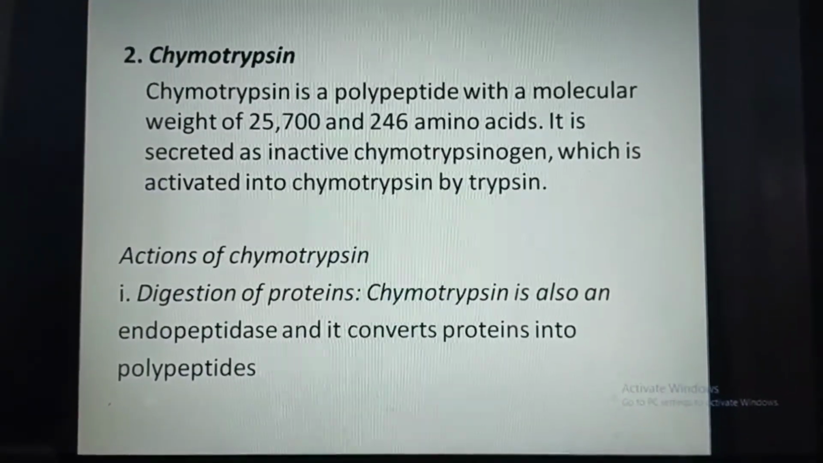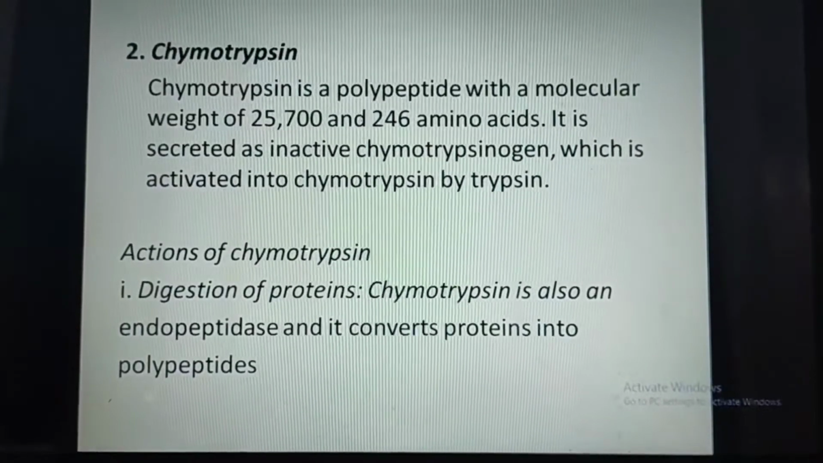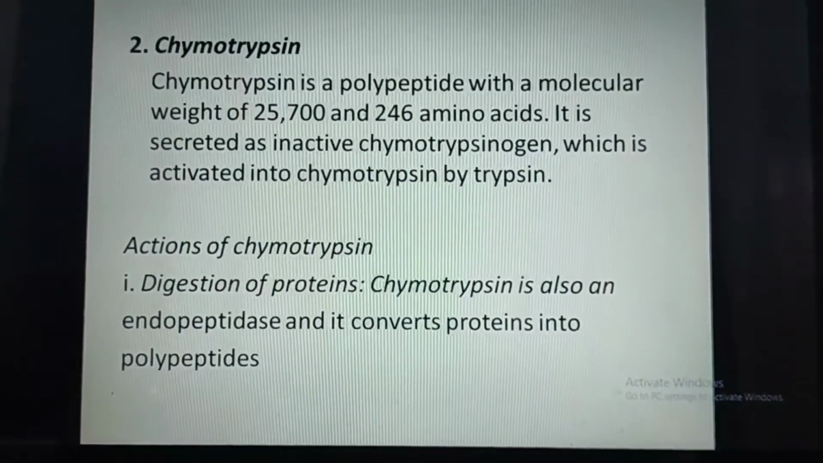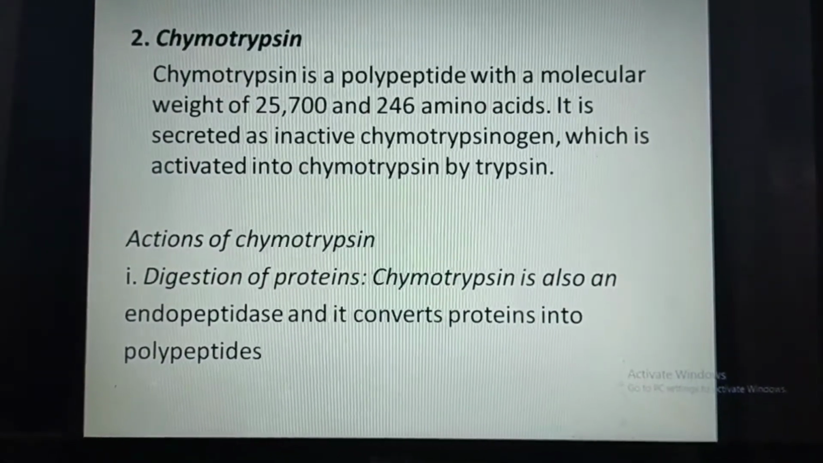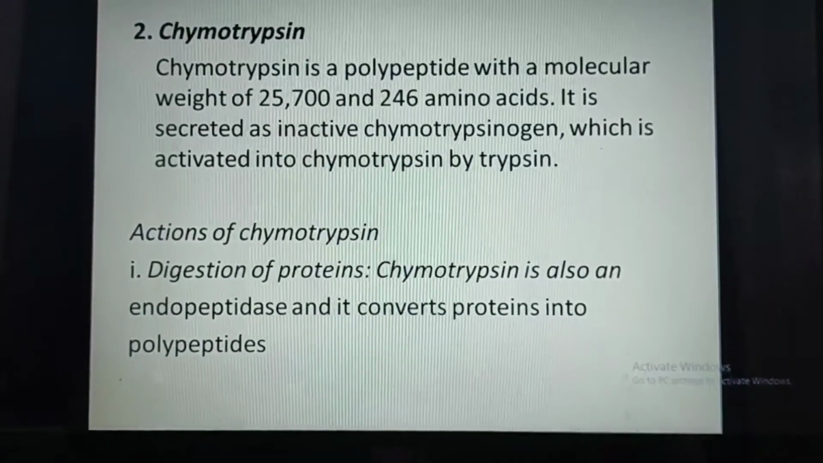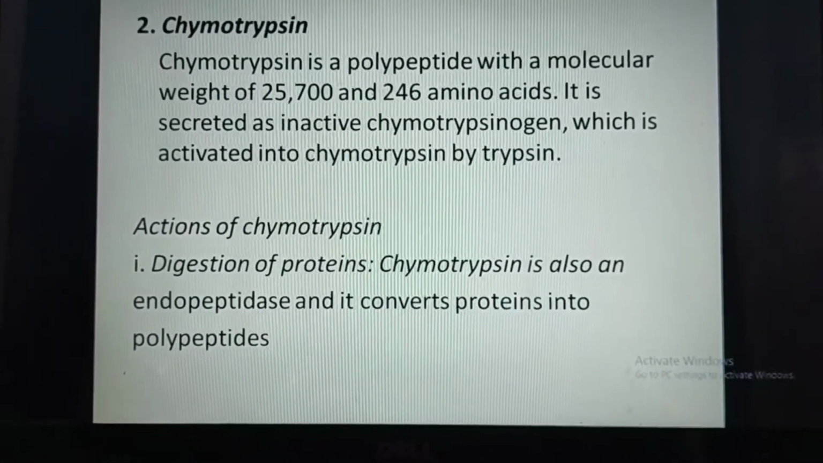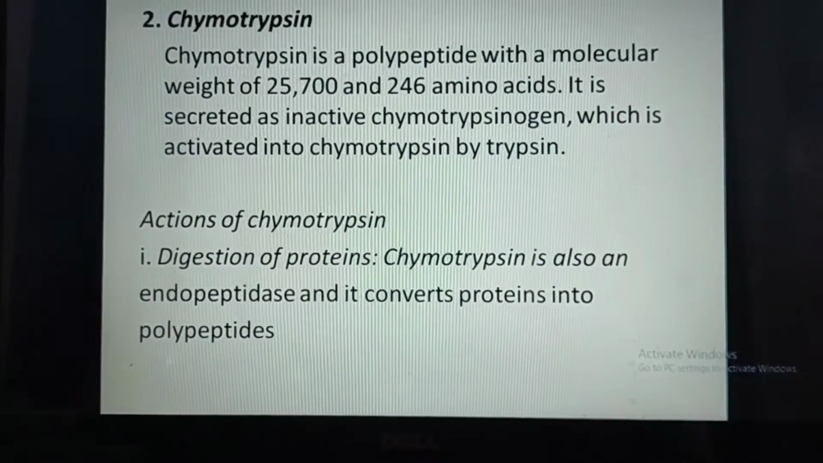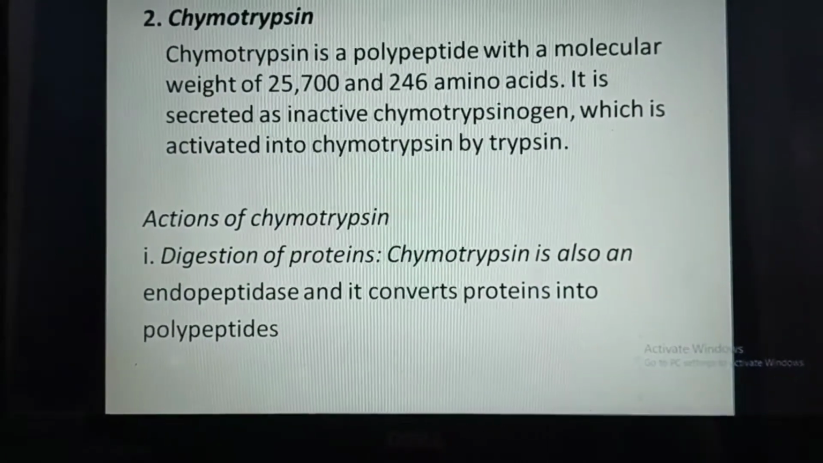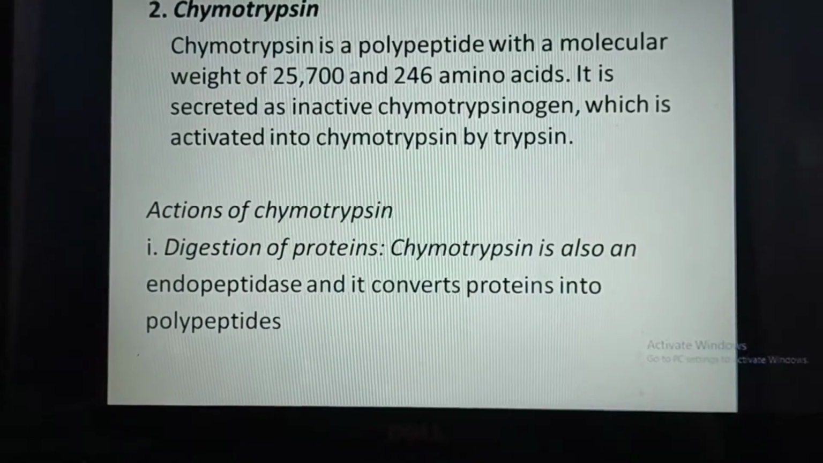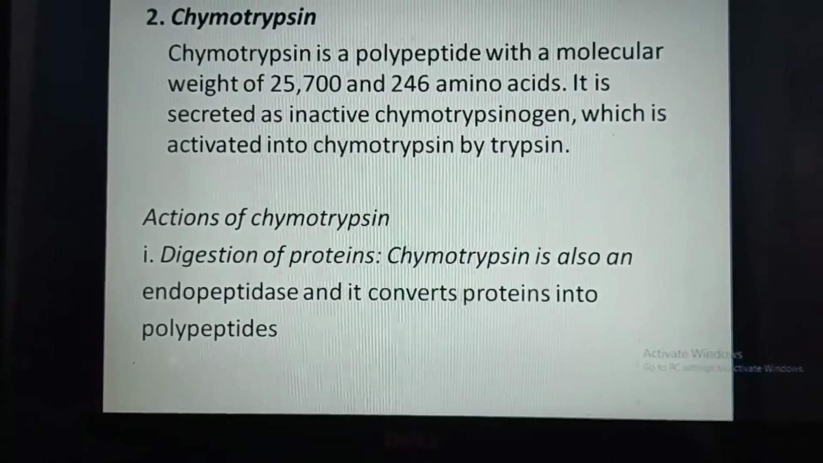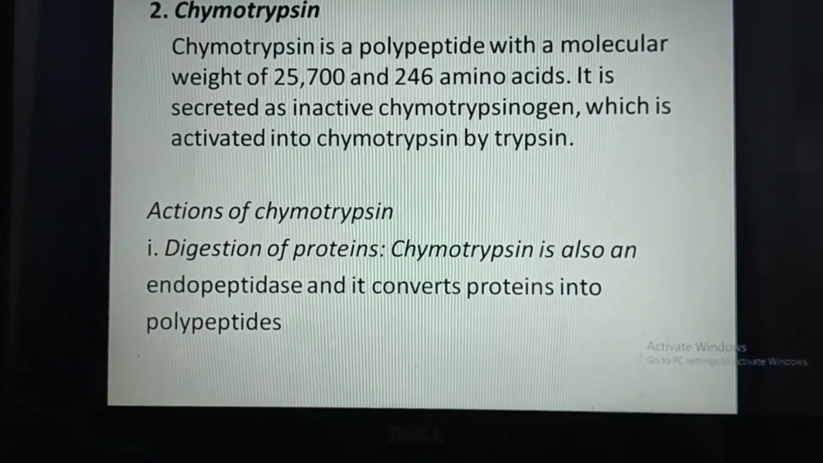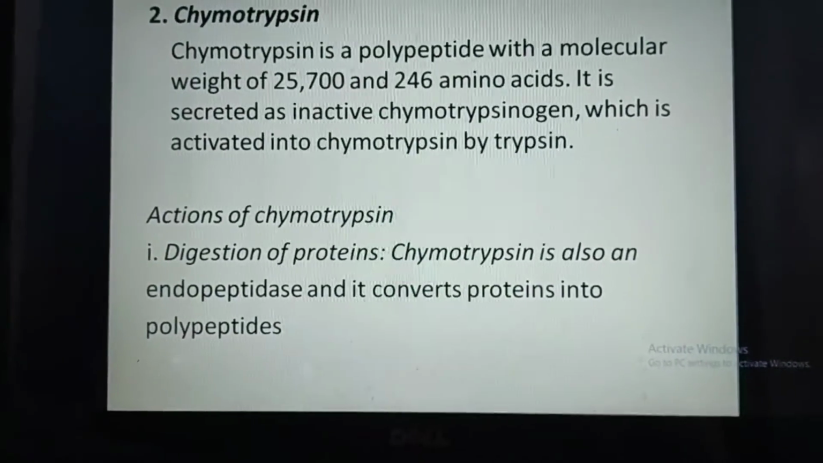Chymotrypsin. Chymotrypsin is a polypeptide with a molecular weight of 25,700 and 246 amino acids. It is secreted as inactive chymotrypsinogen, which is activated into chymotrypsin by trypsin. Actions of chymotrypsin would be digestion of proteins. Chymotrypsin is also an endopeptidase and it converts protein into polypeptides.